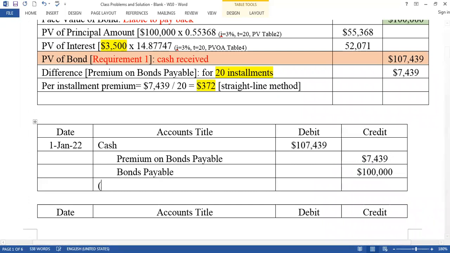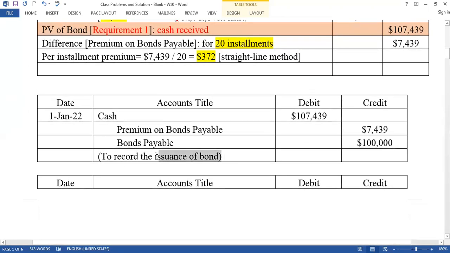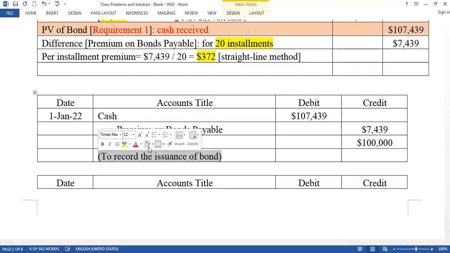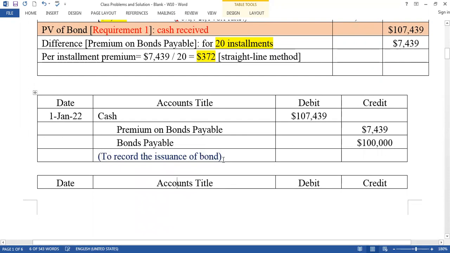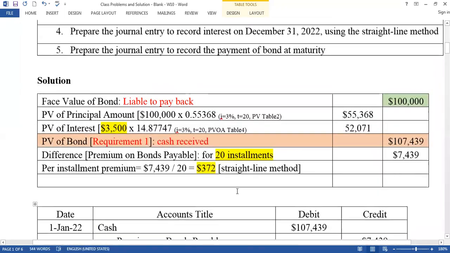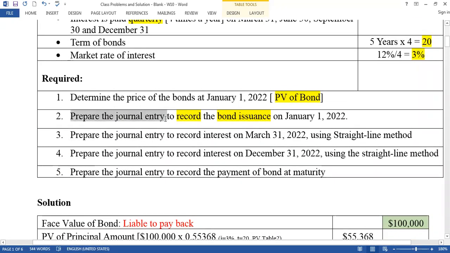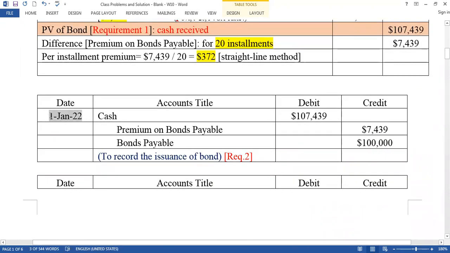Then you have to write a narration: record issuance of bond. This is a short narration to record the issuance of bond. So this journal is our requirement 2. Requirement 2 said to prepare a journal entry to record bond issuance on January 1st, 2022. So this is January 1st, 2022. We record the issuance of bond.